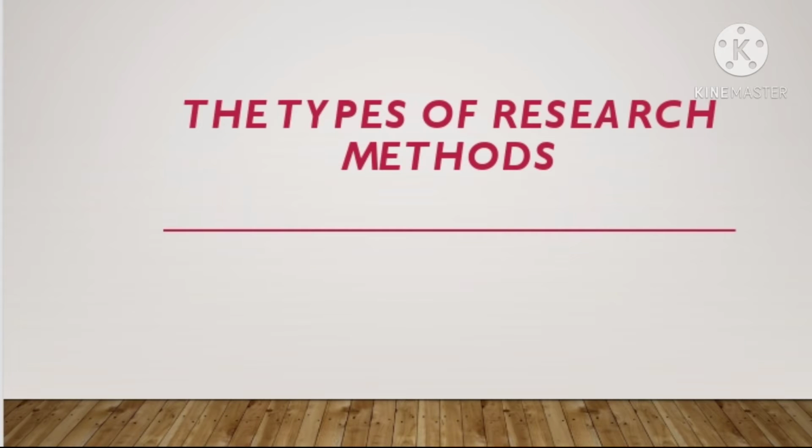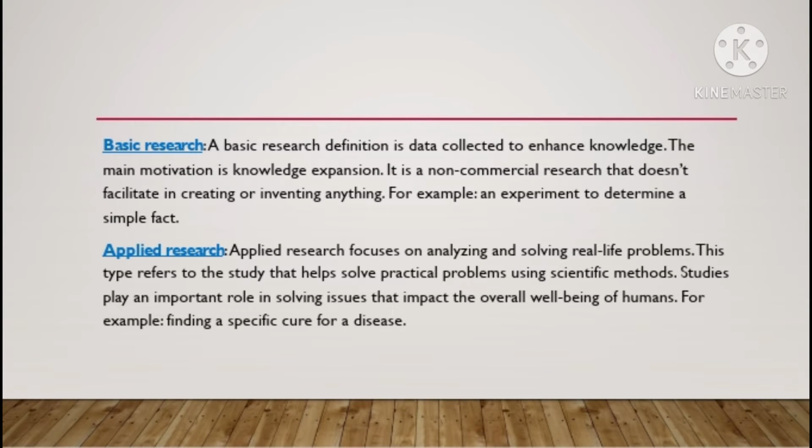The types of research methods. Basic research. A basic research definition is data collected to enhance knowledge. The main motivation is knowledge expansion. It is non-commercial research that doesn't facilitate creating or inventing anything. For example, an experiment to determine a simple fact.